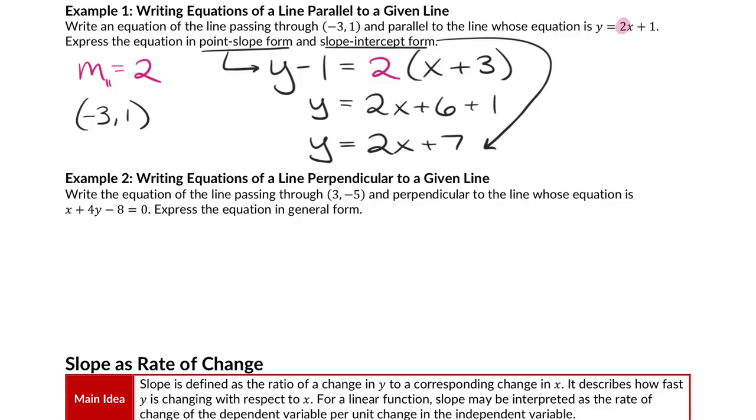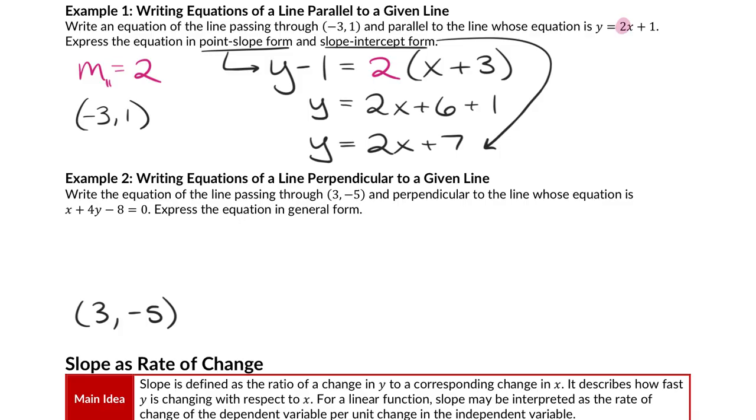So to write any equation, we always start with point slope, which means we need a point, we need a slope. Do I have a point? Yeah, what's the point? 3 and -5. What's the slope? We don't know it for 2 reasons. Number 1, general form does not straight up tell you what the slope is. You have to solve for it. Number 2, we want perpendicular to that line.